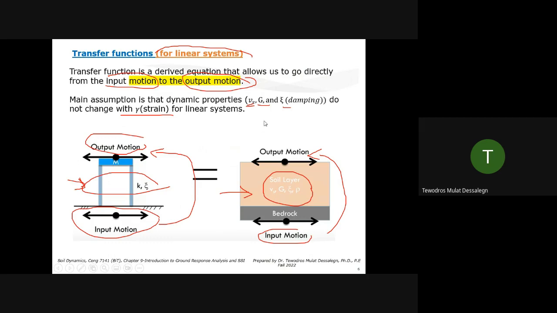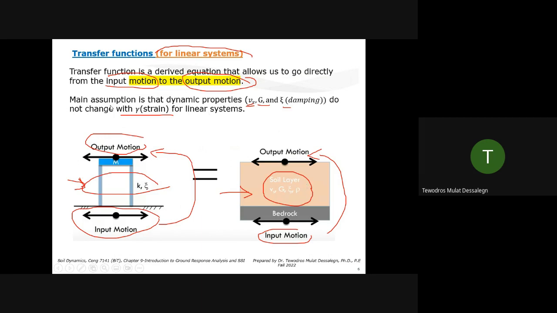So transfer functions, this is the simplest analysis you can do using transfer function. Transfer function is when you have the dynamic properties constant and the input motion at the bedrock, you multiply it with the transfer function. You have some kind of function developed for the structure or for the soil, and it directly gives you the output motion.